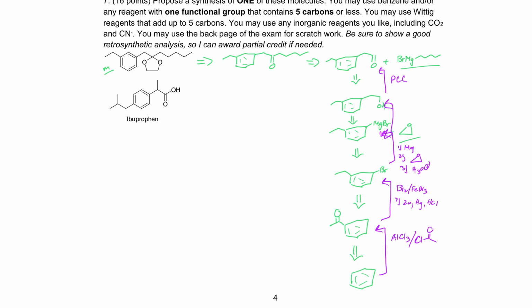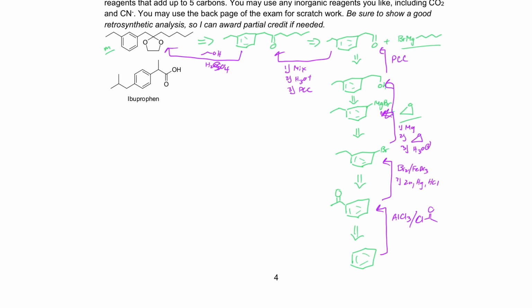PCC will oxidize to the aldehyde, then I can mix my Grignard together, and I can follow that up with acid, and I can follow that up with another oxidation with PCC to make my ketone. And then this is just ethanol, H2SO4. And so that's how I would make the top reaction, or molecule.